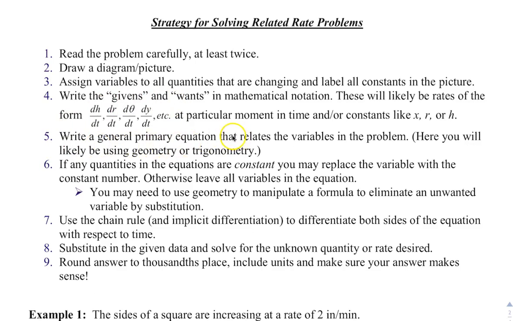Right, general primary equation that relates the variables. It is called related rates, so we want to relate the variables. This is where your formulas come in, your area formulas, your trig formulas, all that good stuff. If any quantities in the equation are constant, you may replace the variable with the actual number. Again, that's only if they're constant. That doesn't happen very often. When they're constant, it makes life so much easier. It makes it a much easier problem. But most of the time, like we said, you can leave them as variables.